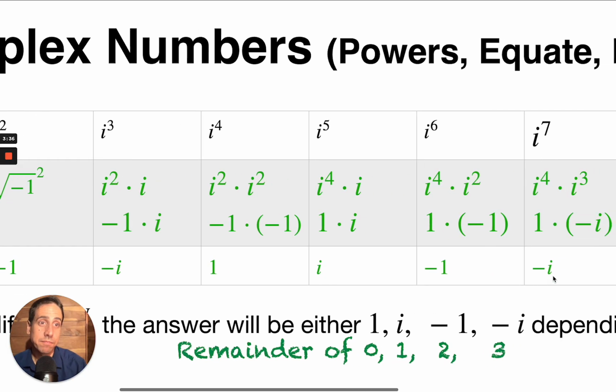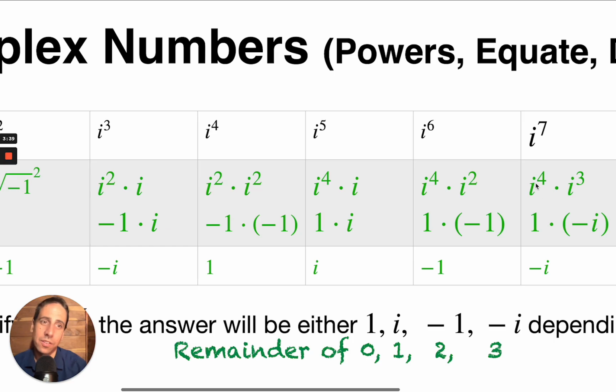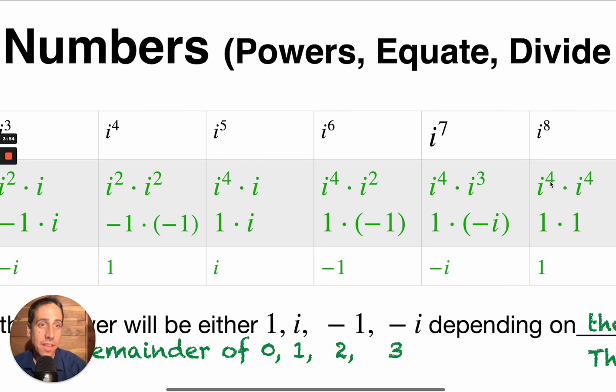There it is. i to the seventh is the same thing as i to the fourth times i to the third, because 4 plus 3 is 7. So i to the fourth turns into a 1, and i to the third, we found over here, is -i, so 1 times -i is -i. i to the eighth. 8 is the same thing as 4 plus 4, and i to the fourth is super easy to calculate. That's just 1, so 1 times 1 is still 1.